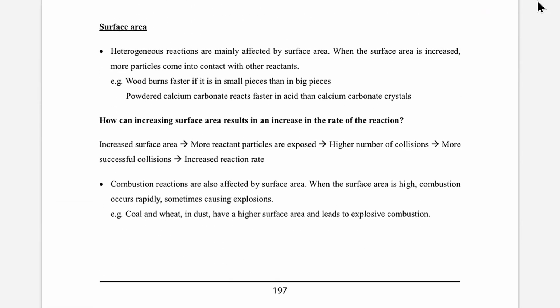Okay. Let's go to the surface area. So when you are increasing the surface area, the reactant particles are exposed. More reactant particles are exposed. So that means a higher number of collisions. Again, the same story, a higher number of collisions. So more successful collisions and then the rate increases. Okay. So that's it.